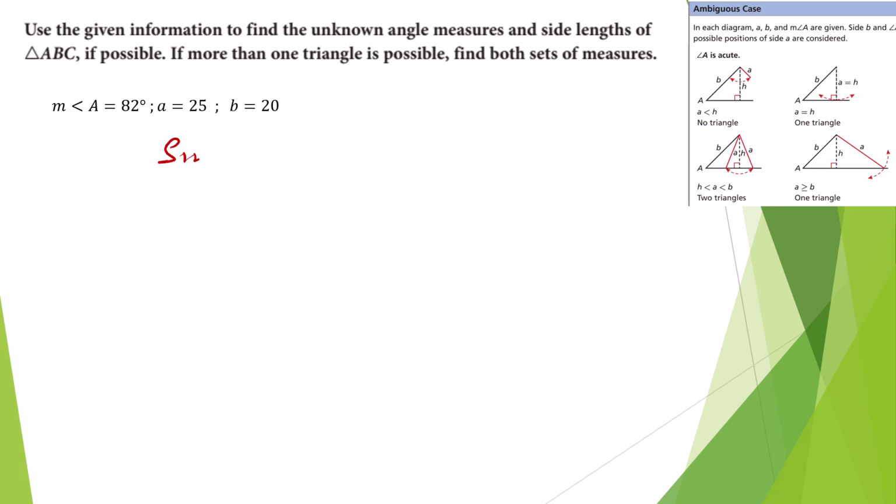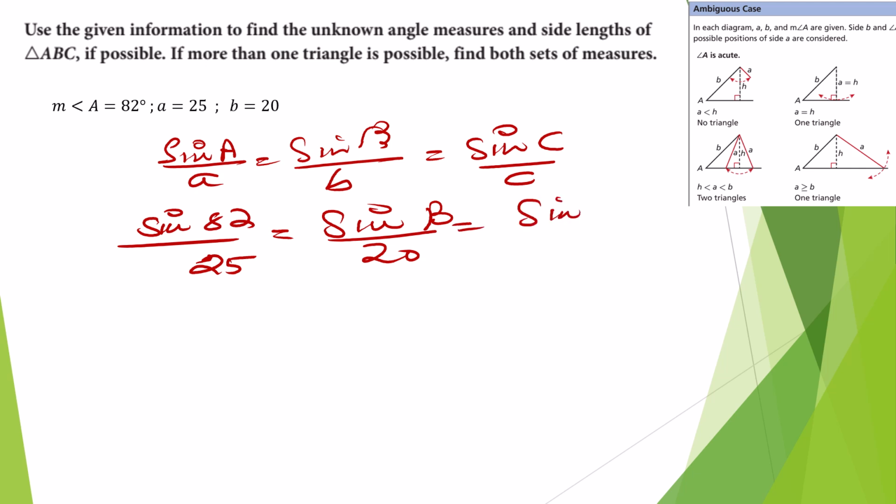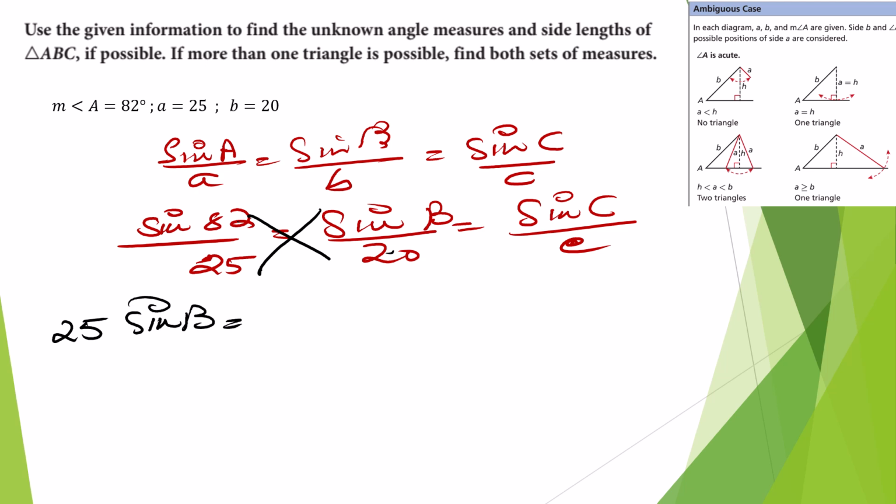So I have a formula: sine A over A equals sine B over B equals sine C over C. Sine A is 82 degrees and small a is 25. Sine B I don't know and small b is 20. Sine C I don't know and small c also I don't know. I will take the first two parts and cross multiply. So I will get 25 sine B equals 20 times sine 82.